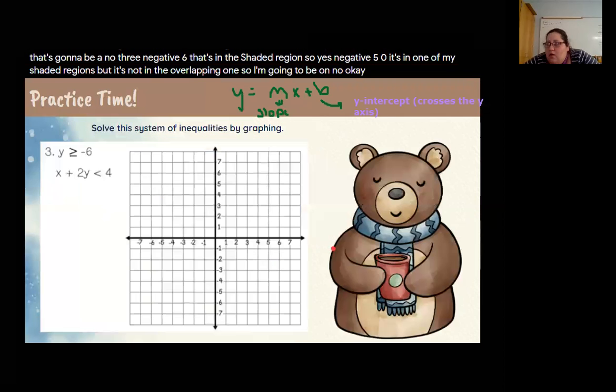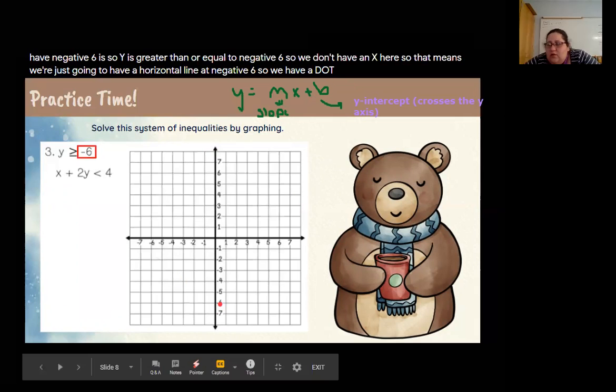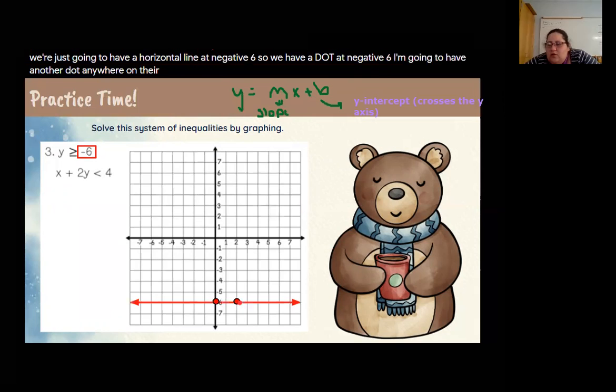Okay. So we're going to do another practice. So we have y is greater than or equal to -6. So we don't have an x here. That means we're just going to have a horizontal line at -6. So we have a dot at -6, and we're going to have another dot anywhere on there to make it horizontal. It says or equal to, so it's a solid line.